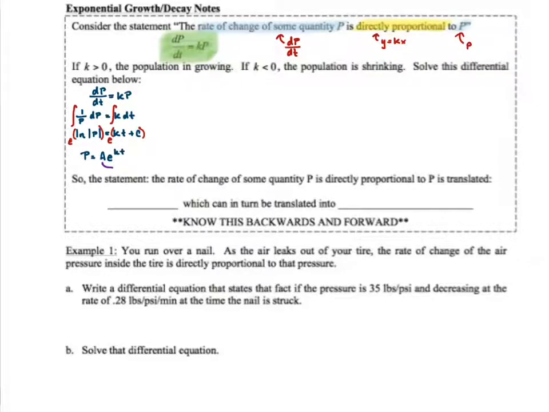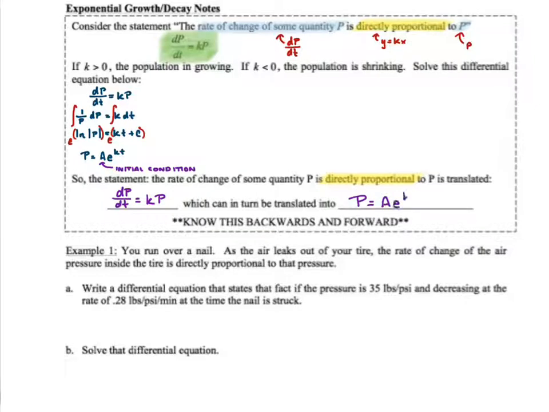Alright, so anytime you see the rate of change is directly proportional to p, the differential equation is dp dt equals kp, and the original function is p equals a e to the kt. A is your initial condition, whatever your starting value is. So anytime you see directly proportional, remember that dp dt equals kp and p equals a e to the kt.